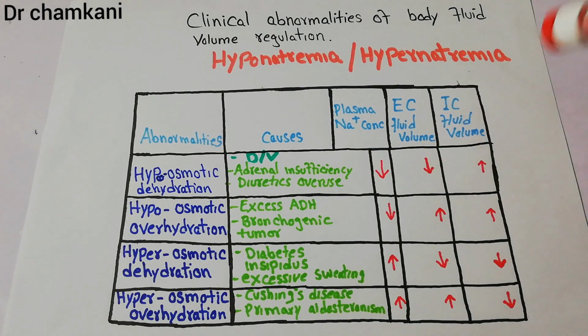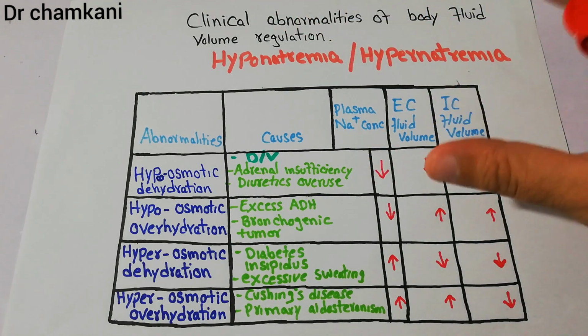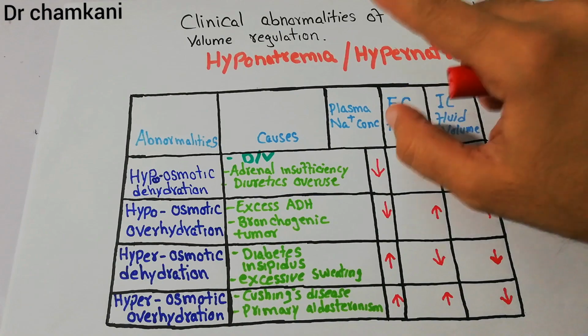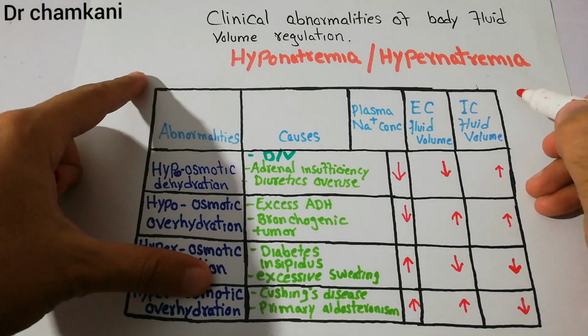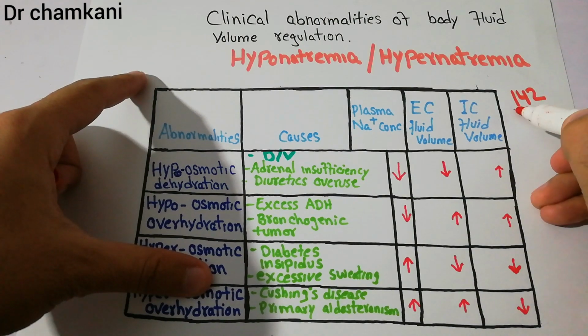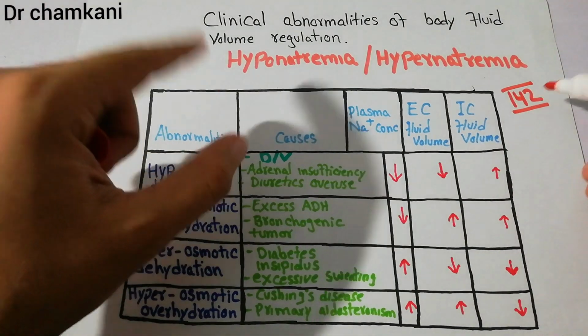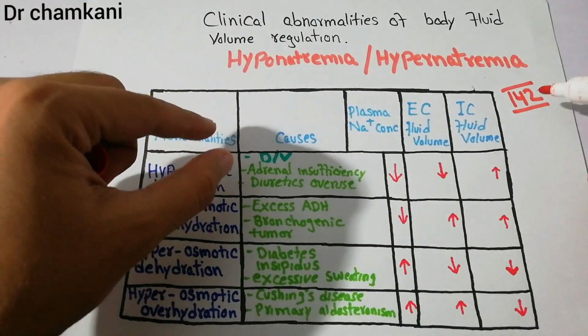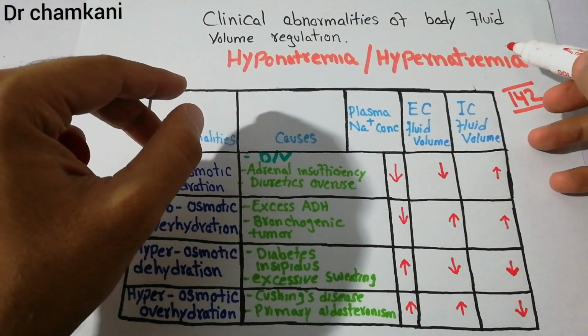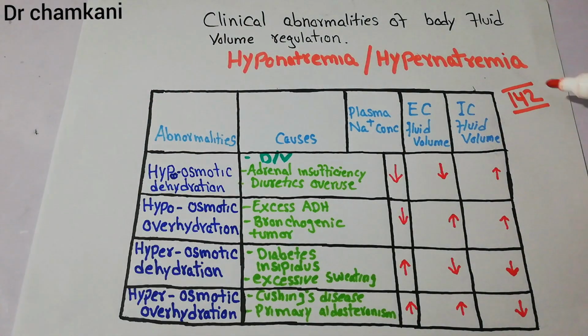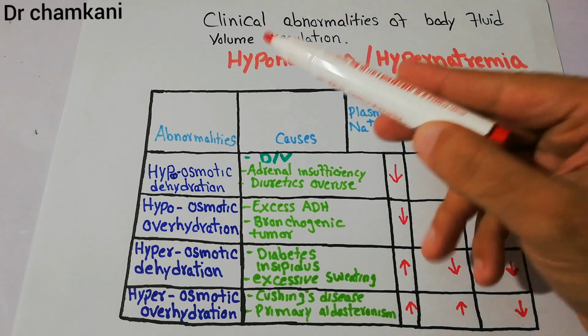So it's important to discuss sodium because any disturbance in the plasma sodium concentration, any increase or decrease, can lead to a lot of clinical abnormalities in the body fluid volume. Similarly, any change in the body fluid volume can disturb the level of sodium in the plasma. Now, the normal level of plasma sodium is around 142 milliequivalents. Any increase in the plasma sodium above 142 is hypernatremia. Any decrease below 142 in the plasma sodium is hyponatremia.